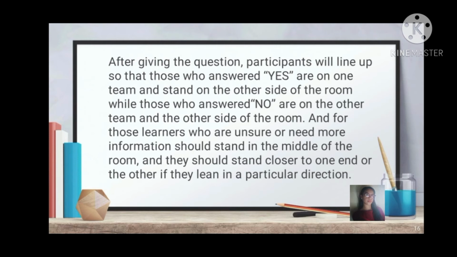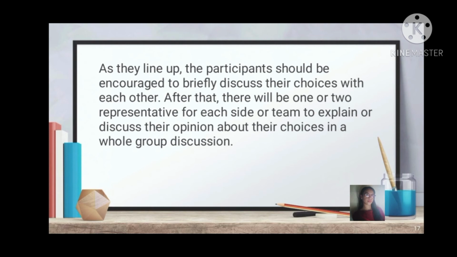And for those learners who are unsure or need more information, they should stand in the middle of the room, and they should stand closer to one end or the other if they lean in a particular direction. As they line up, the participants should be encouraged to briefly discuss their choices with each other. After that, there will be one or two representatives for each side or team to explain or discuss their opinion about their choices in a whole group discussion.